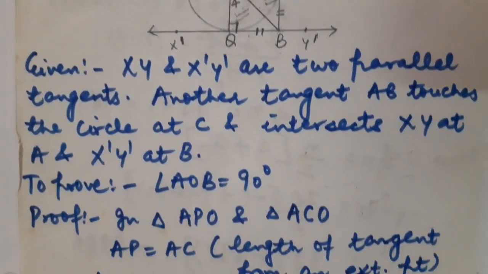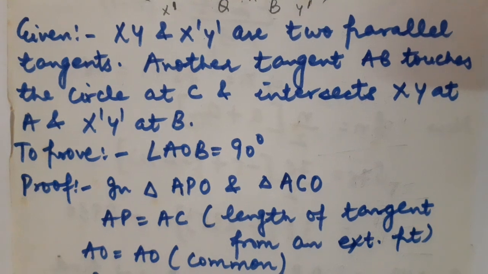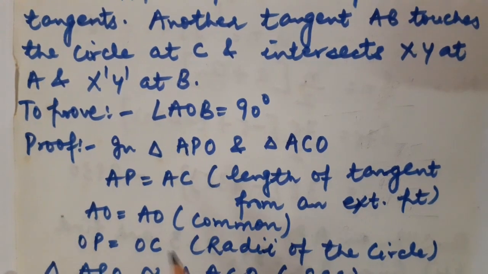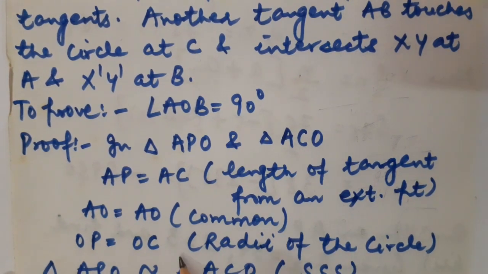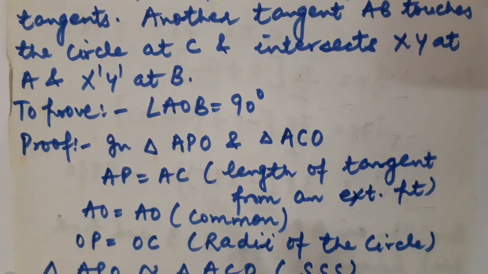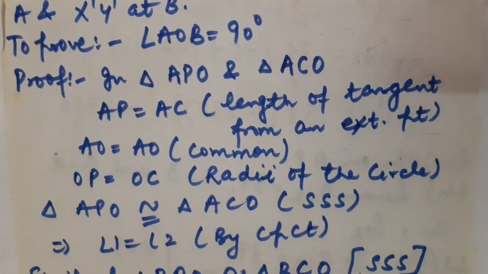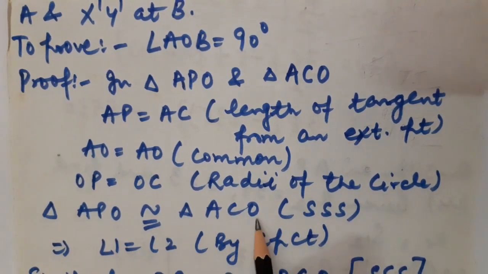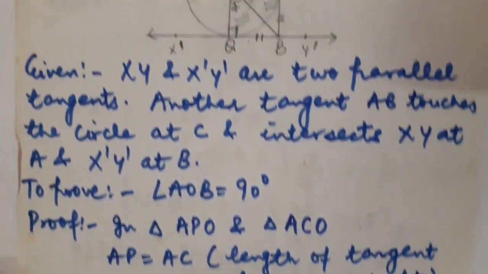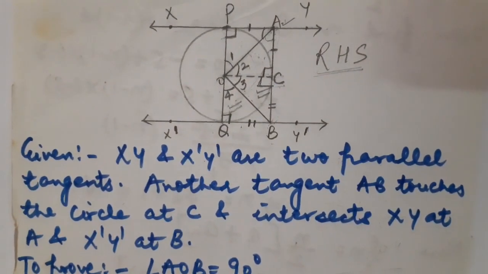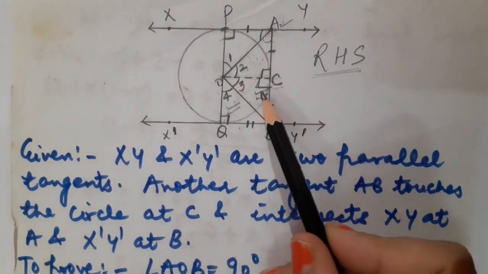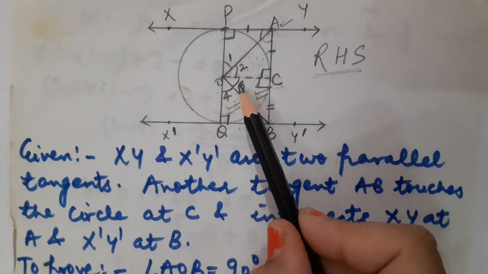AP is equal to AC. I have just proved right now how AP is equal to AC, because length of the tangent from an external point, they are equal. AO is equal to AO, that is common, and OP is equal to OC, that is radii of the circle. So by triple S criteria, children, I can say that triangle APO is congruent to triangle ACO. Fine. So by CPCT, by corresponding parts of the congruent triangle, I can say that angle 1 is equal to angle 2. In the same manner, I can say that angle 3 is also equal to angle 4.